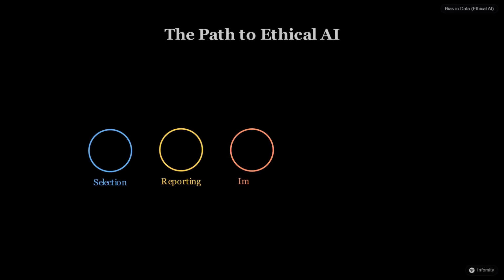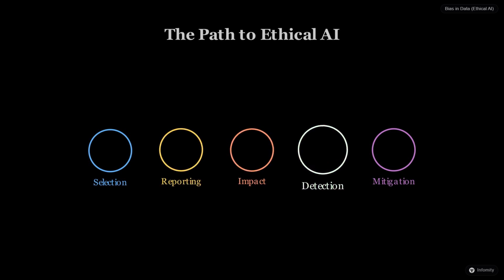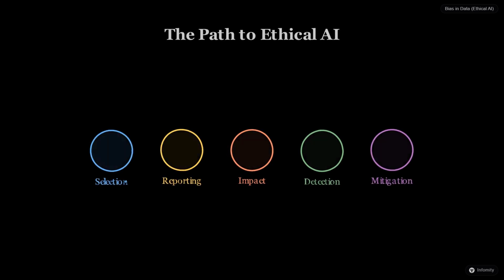In summary, data bias is a multifaceted challenge that requires vigilance at every stage of the machine learning pipeline. By identifying and mitigating these biases, we move closer to the goal of truly ethical and fair artificial intelligence.